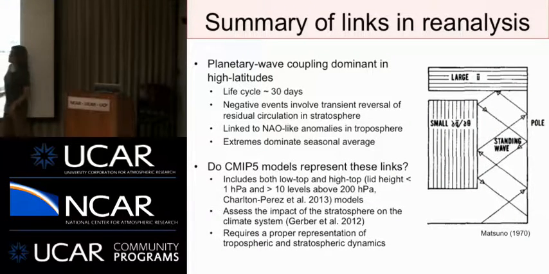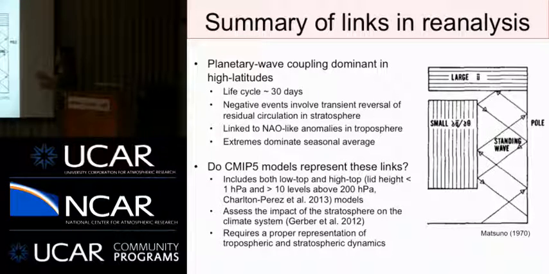The time scale is more like a wave time scale, so we're sort of filling in the spectrum of temporal variability. And I went through in some detail the negative events because they have not received as much attention in the literature, including their impact on the residual circulation. And the key for the troposphere was the link to the NAO-like anomalies. And just something to throw out there, when you take a seasonal average, what we find is that the extremes are really dominating that seasonal average. So depending on how many heat flux extremes you have, that really imprints itself onto the seasonal average.